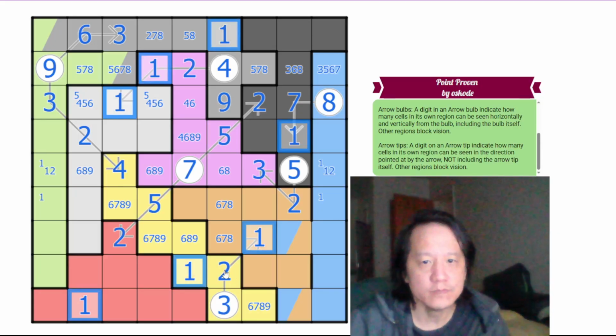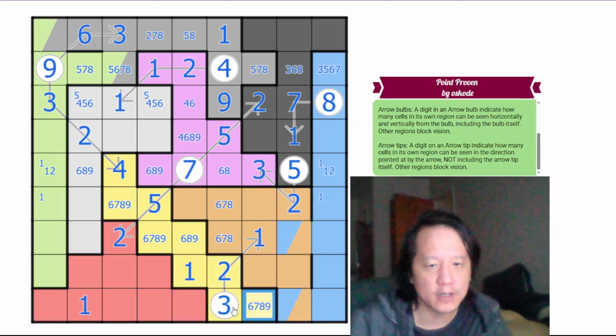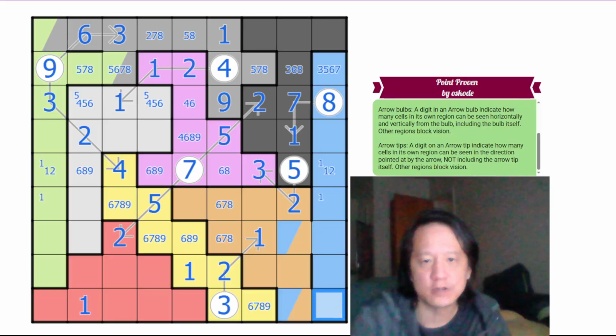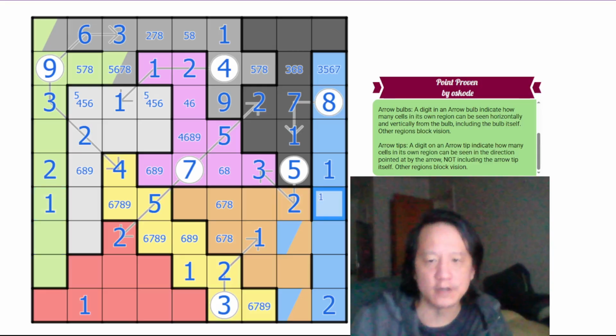2s. Where is the 2 for blue? Actually, where's the 2 for row 9? Cannot be here, cannot be here, cannot be here, so it has to be here. So this is 2, which makes this 1, which makes this a 2. So this can't be 1 anymore. This has to be 1 for the green there.